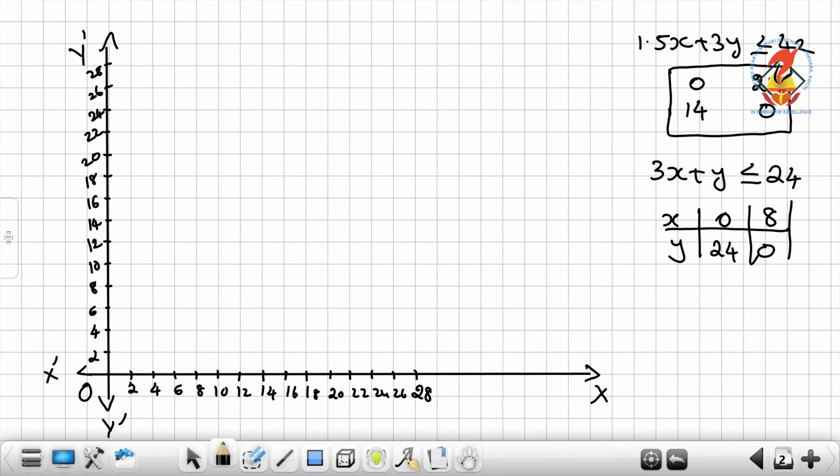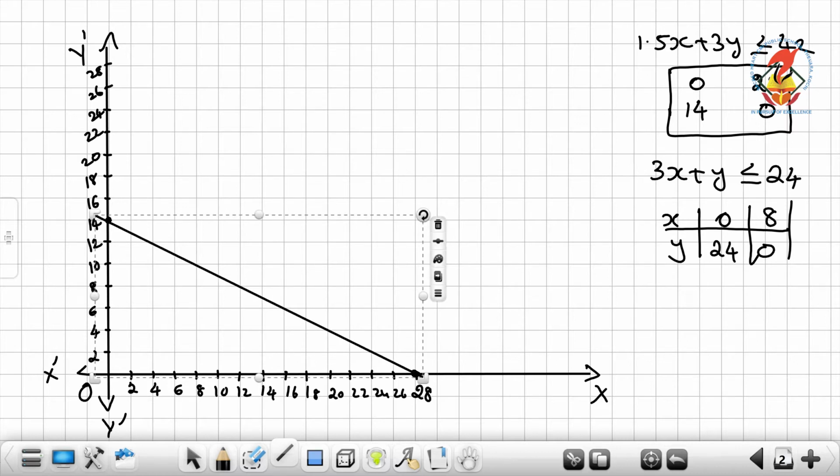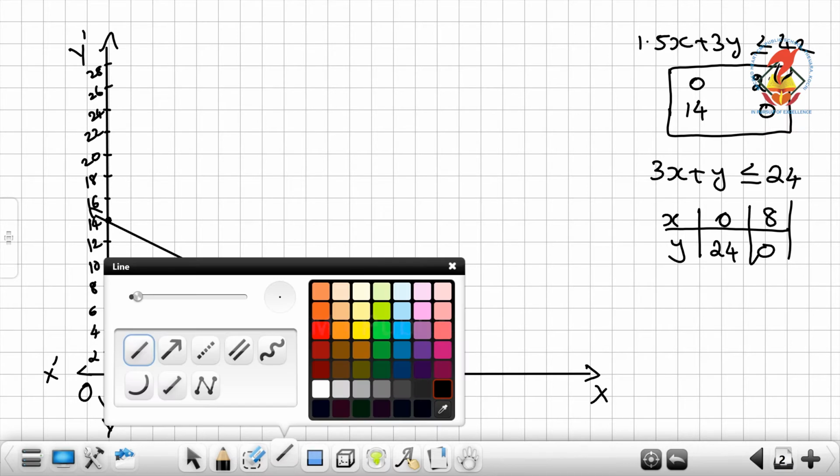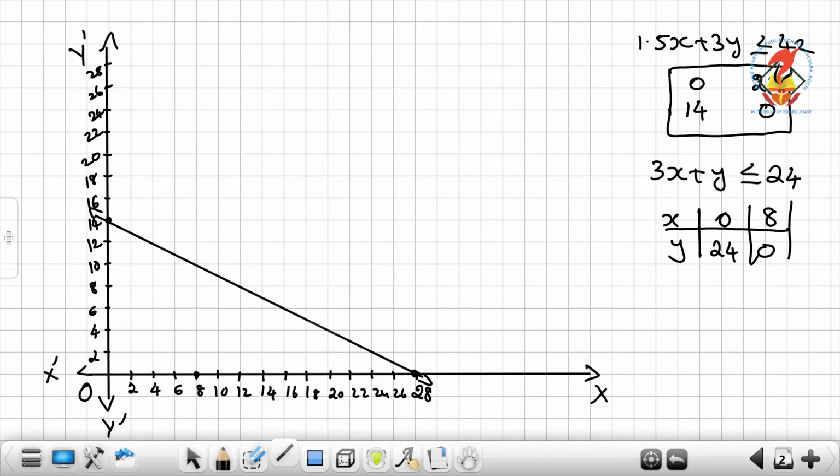And plot the points. The first one is 28, 0 and 0, 14. So 0, 14 and 28, 0. So draw the line, a straight line. Okay. Then the second line is 0, 24 and 8, 0. Okay. So these are the lines.